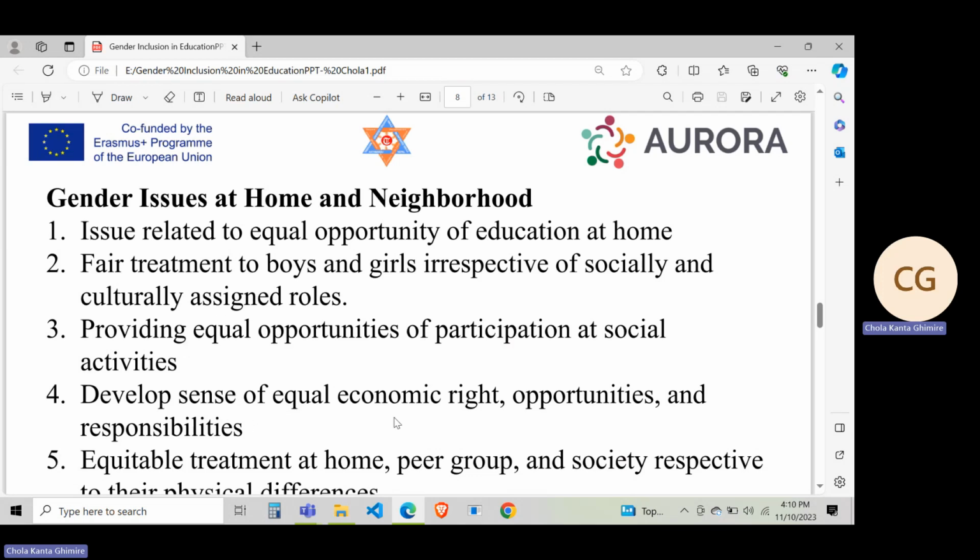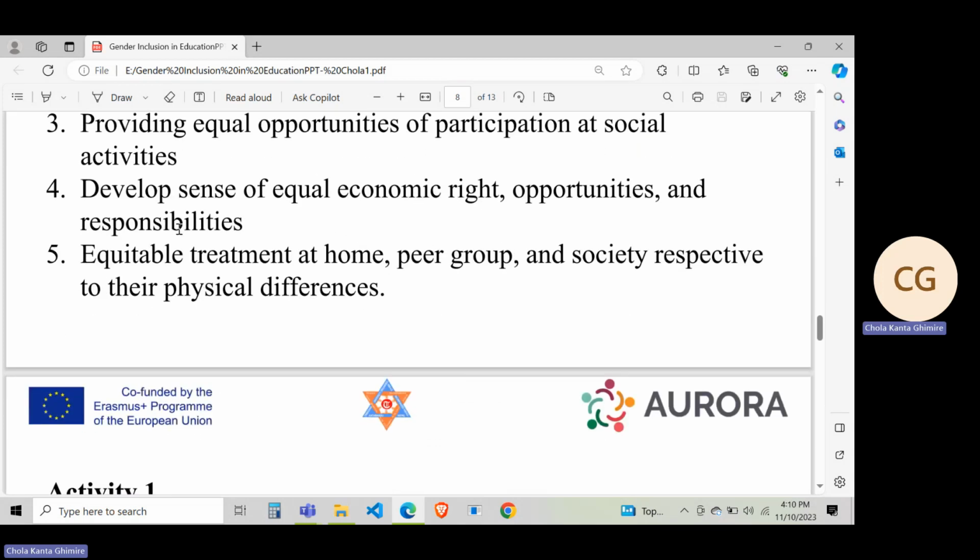Similarly, develop a sense of equal economic rights, opportunities, and responsibility. Another issue is equal rights, equal opportunity, and equal responsibility for boys and girls. Similarly, equitable treatment at home, in peer groups, and in society, respecting their physical differences. In this way, these are some issues at home and neighborhood.